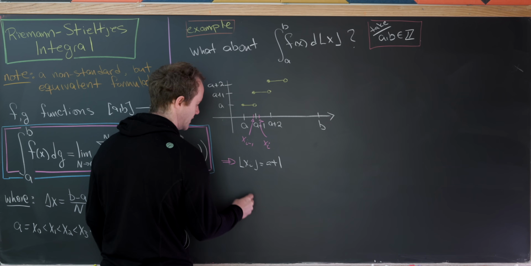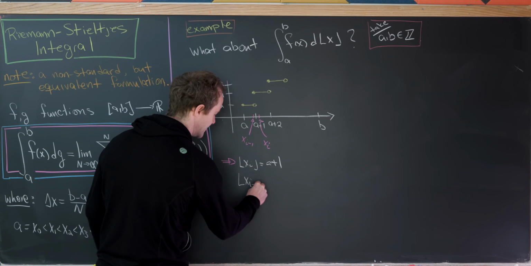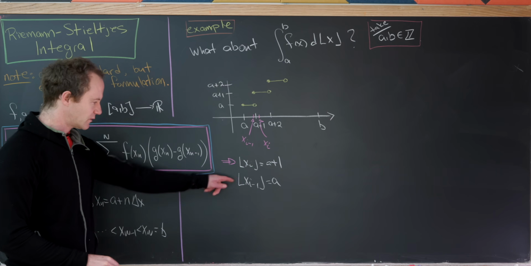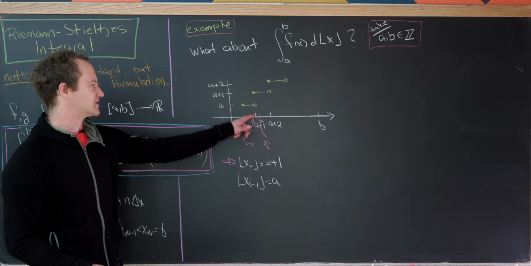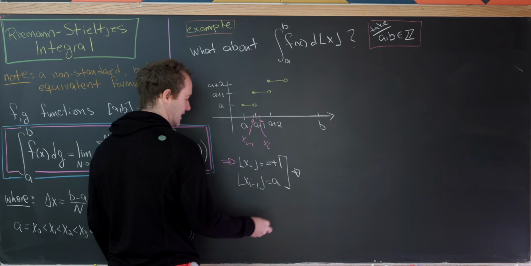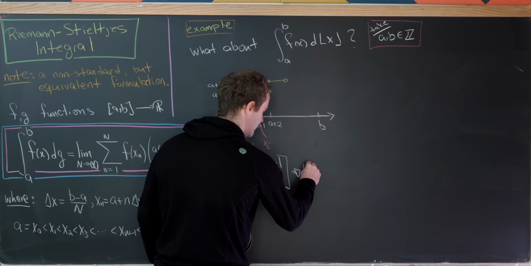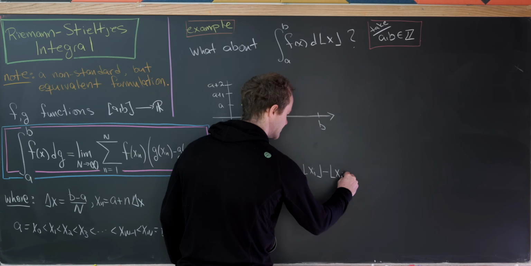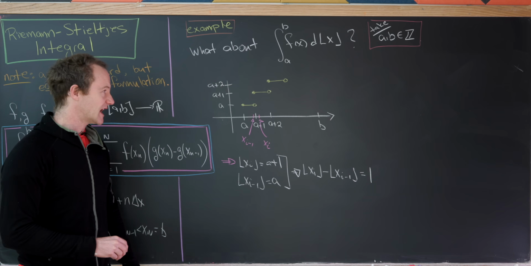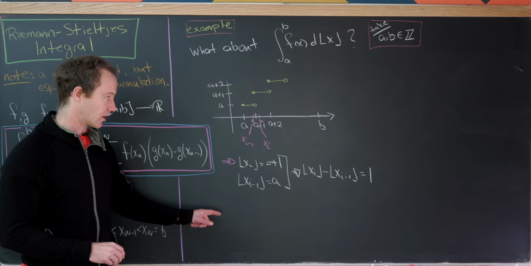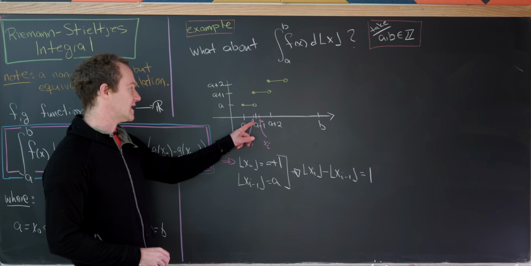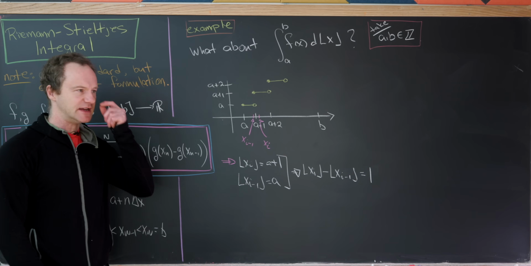Well, given that setup, let's notice that we indeed have the floor of x sub i equal to a plus 1, whereas the floor of x sub i minus 1 is equal to a, just given the behavior of the step function here. So under this setup, we would have the floor of x sub i minus the floor of x sub i minus 1 equal to 1. And in fact, this kind of behavior is going to always occur when our interval straddles between any two integers.